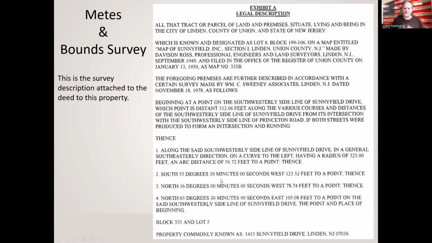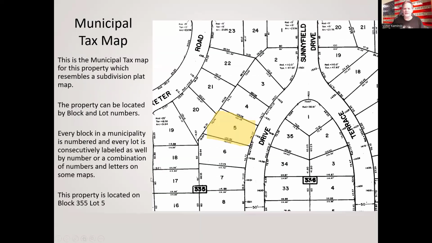fence south 55 degrees, 30 minutes, 0 seconds west for 123.52 feet to a point. Fence north 16 degrees. Basically what they're doing is a measurement all around the property. Okay. And then they tell you the lot and block number and the address. And then here it is on a tax map. This one over here. So block 335, lot 5. And then you've got the measurements.